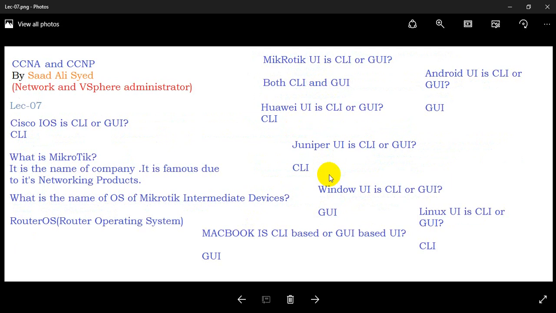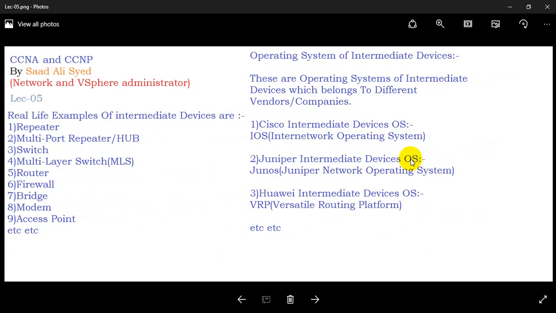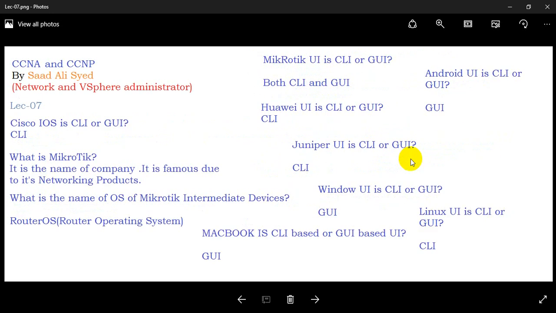Another question is Juniper UI is CLI or GUI. Like I said, the Juniper intermediate devices' operating system name is Juniper Network Operating System. JU for Juniper, N for Network, OS for Operating System. So Juniper Network Operating System, JunOS. So it is based on which user interface, CLI or GUI?